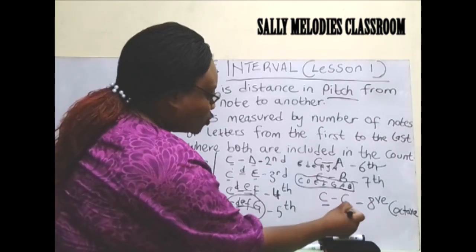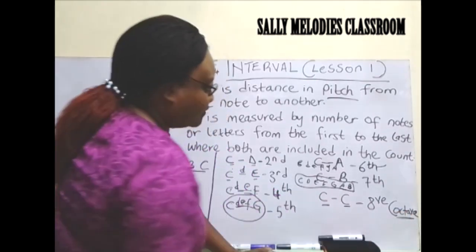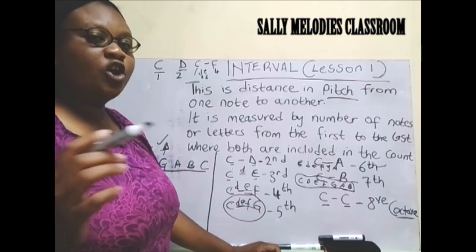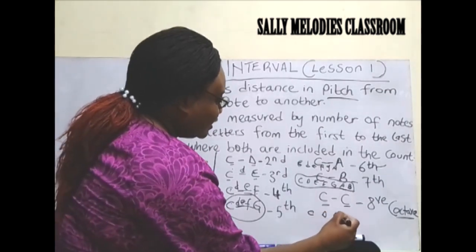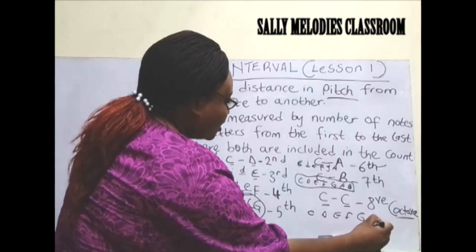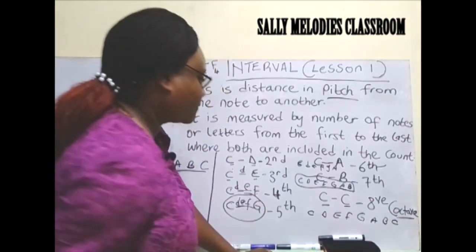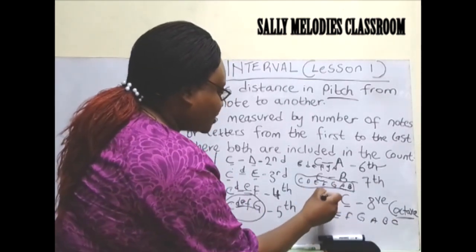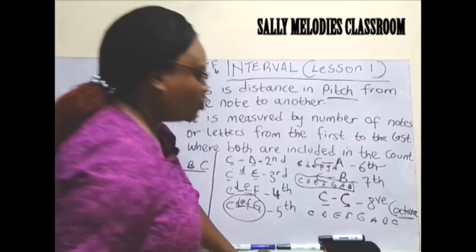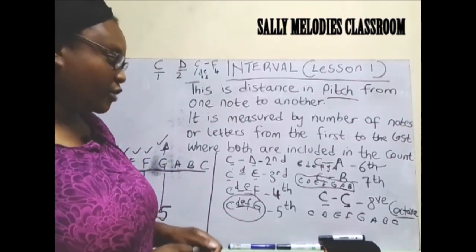And then from C to C, it is an octave. And remember we said octave means 8. So C, D, E, F, G, A, B, C. 1, 2, 3, 4, 5, 6, 7, 8. So from C to the other C, you will have an interval of an octave.